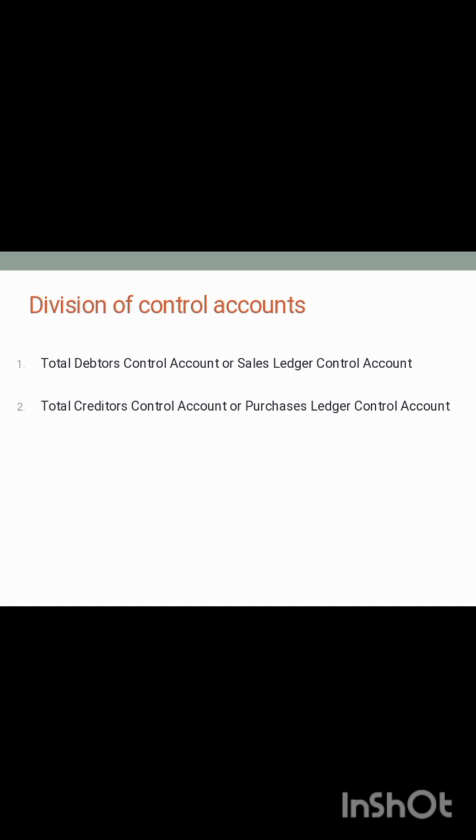Then we have the total creditors control account or purchase ledger control account. The total creditors control account is the account for all our suppliers, those who supply us on credit. We have the record, but in one account. Instead of having Sule's account, Amina's account, Deborah's account, Taiwo's account as our suppliers, and all of that, we have all their accounts put together in one account called the purchases ledger control account. Now we've seen the division of this.